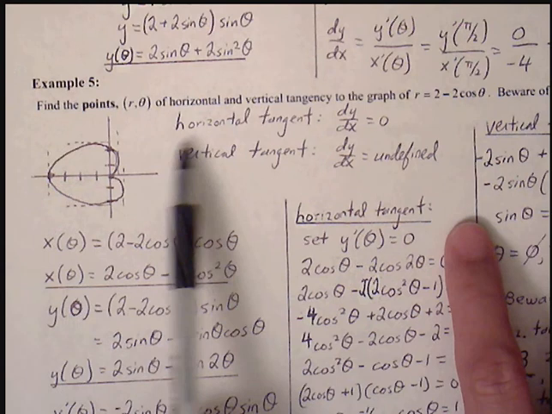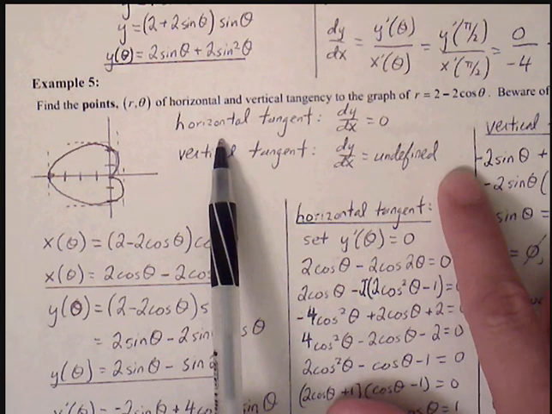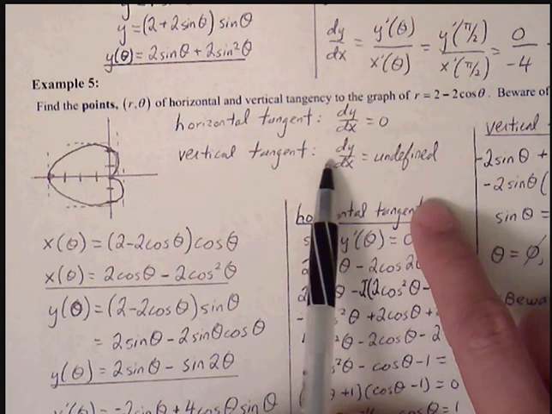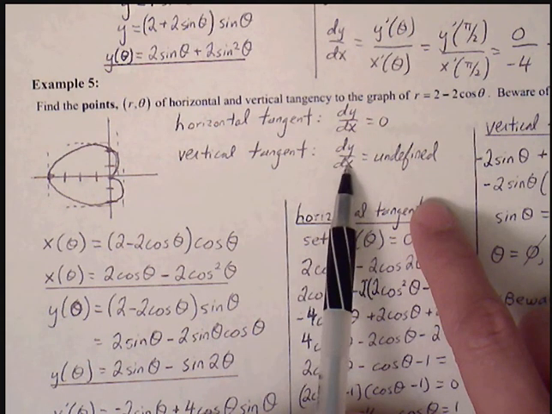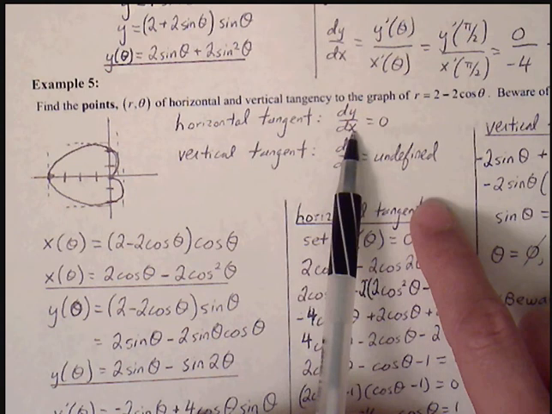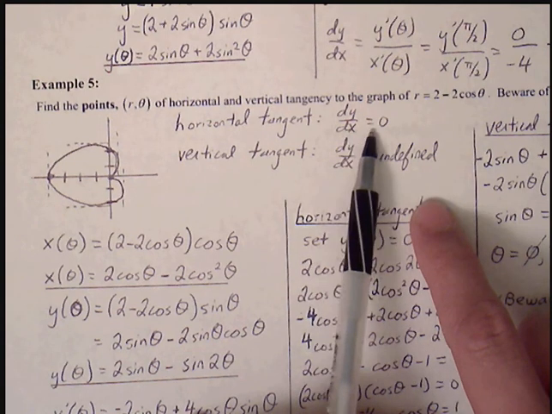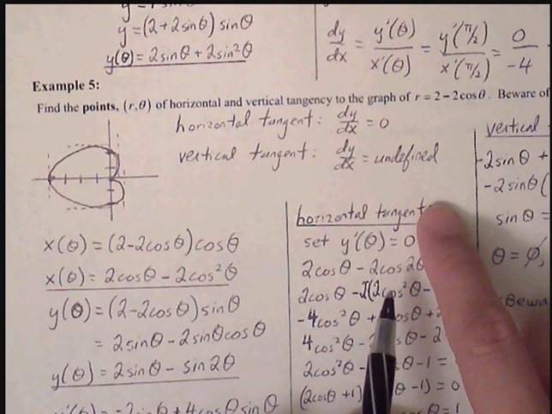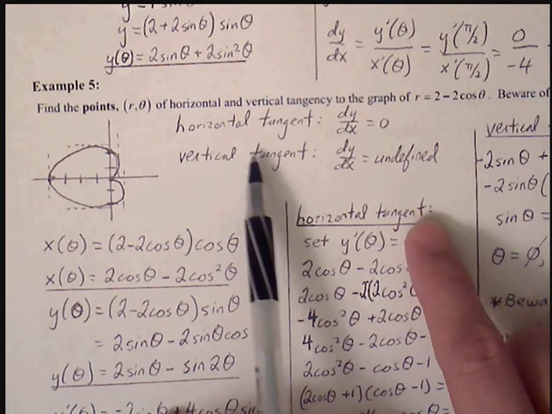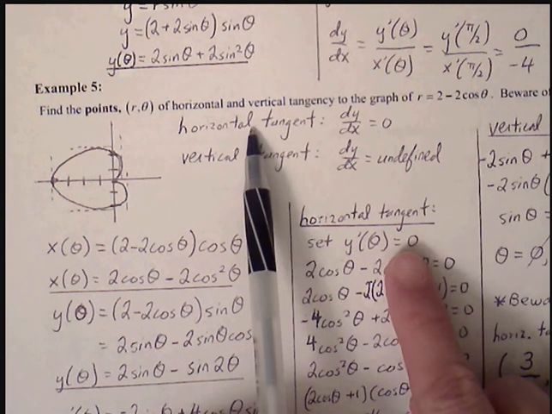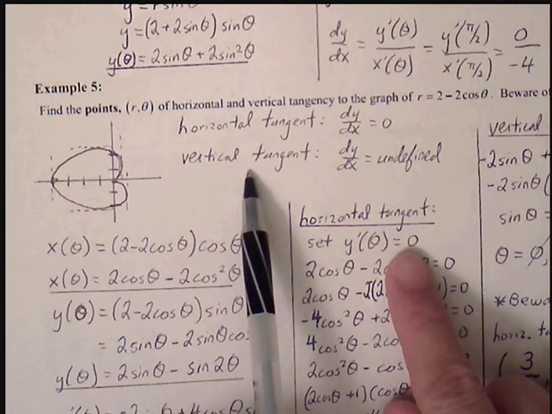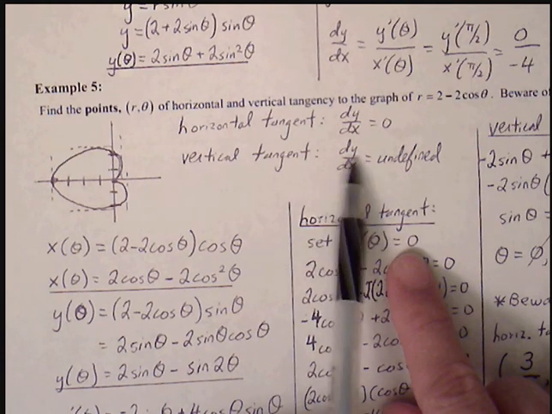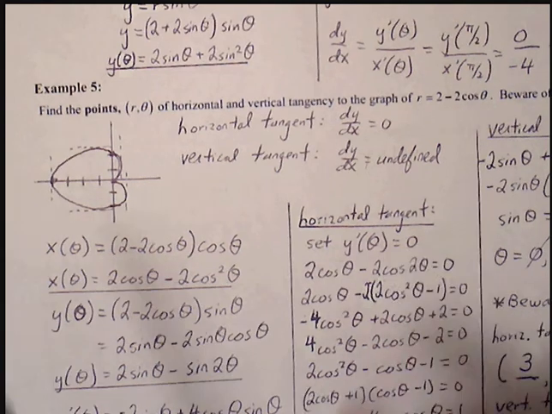And we know horizontal tangent is going to be basically where our dy over d theta is going to be 0. Vertical tangent will be where dy over dx is undefined. So horizontal tangent will occur where my y prime is equal to 0. Vertical tangent will occur where my x prime is equal to 0, where my denominator is 0, which will cause the slope to be undefined.